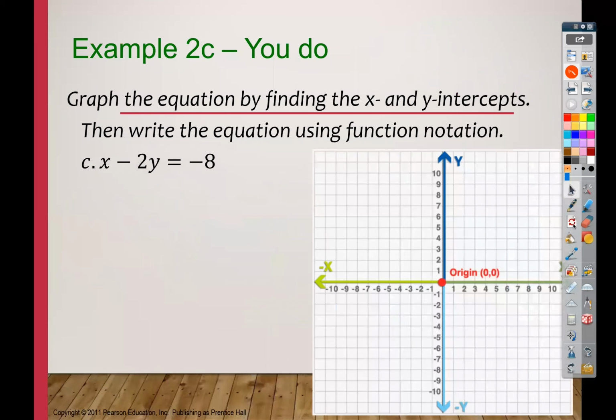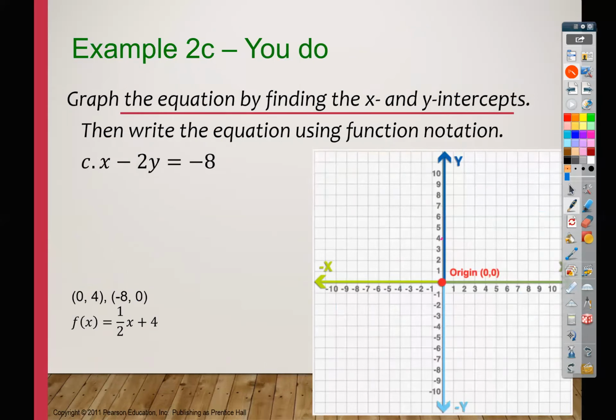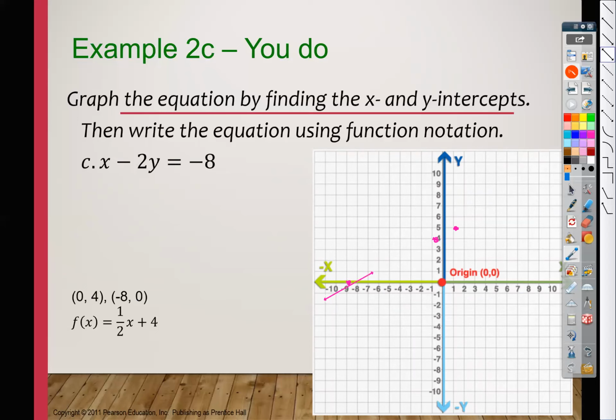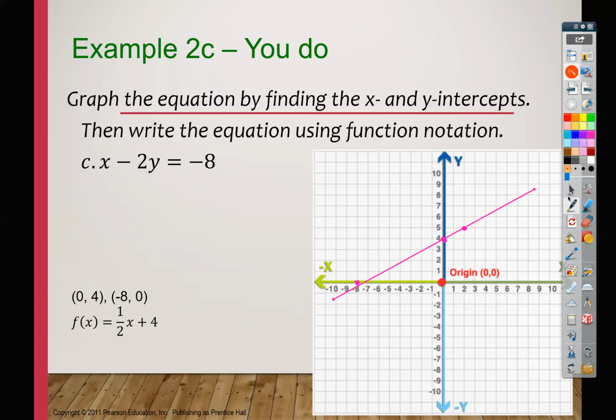Okay, here's one for you to do. So go ahead. And that is your answer. And the graph should look like, here we go. This would be at (-8, 0) and (4, 0). So then this line would go between those points, and it would look like that.